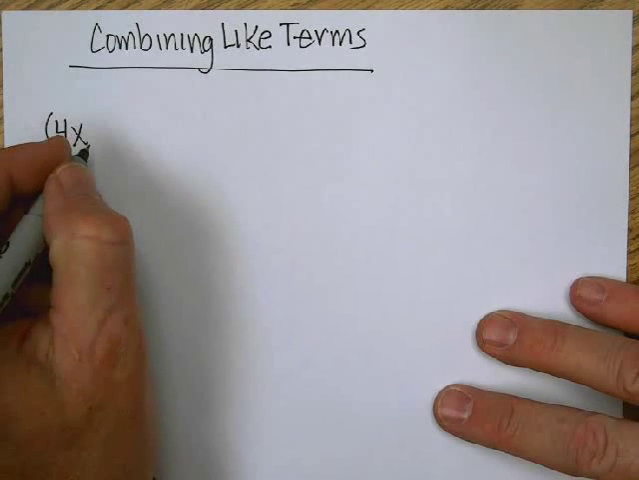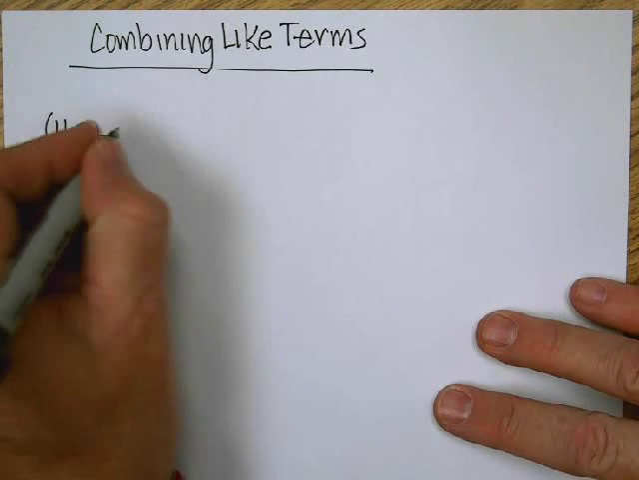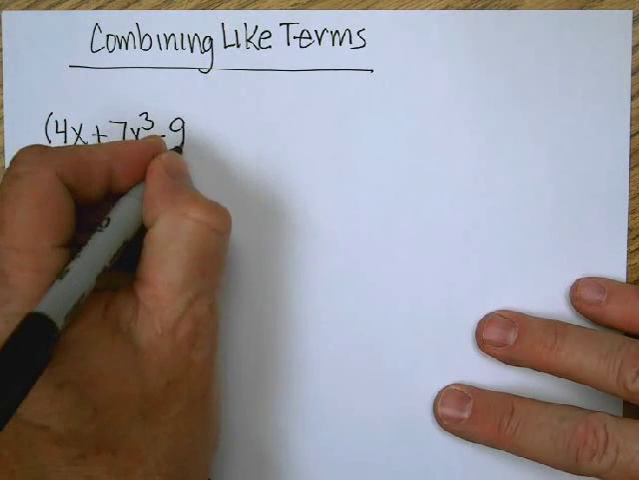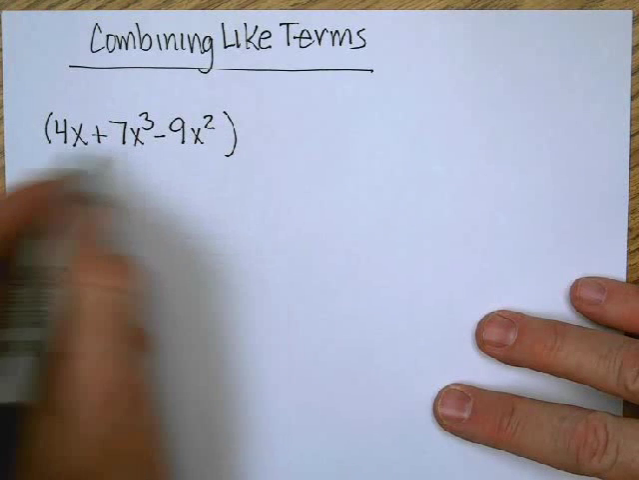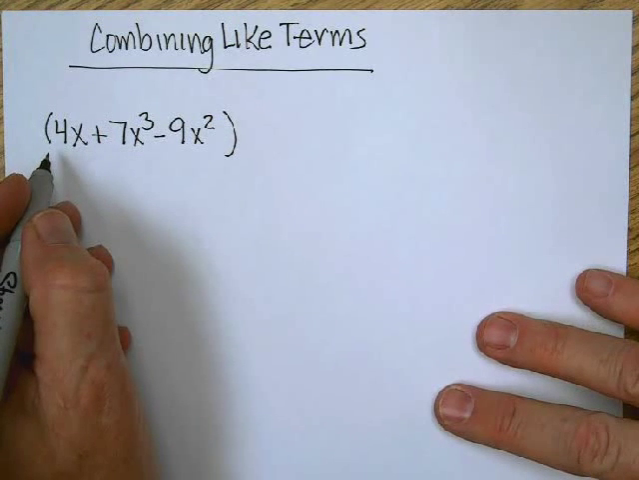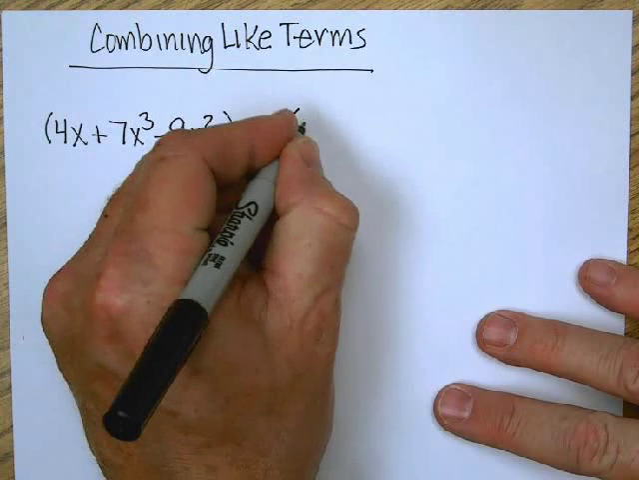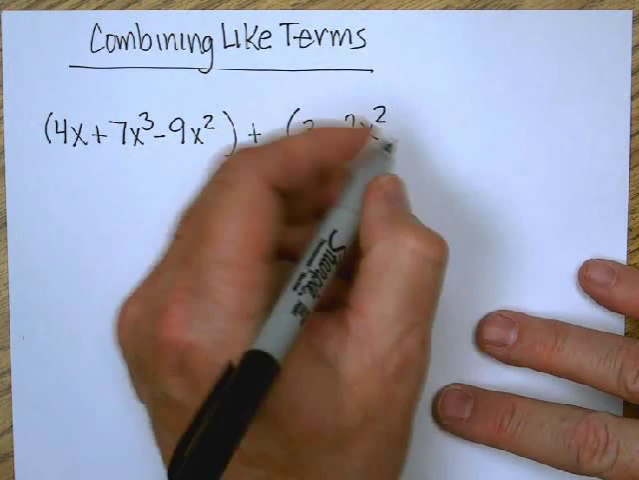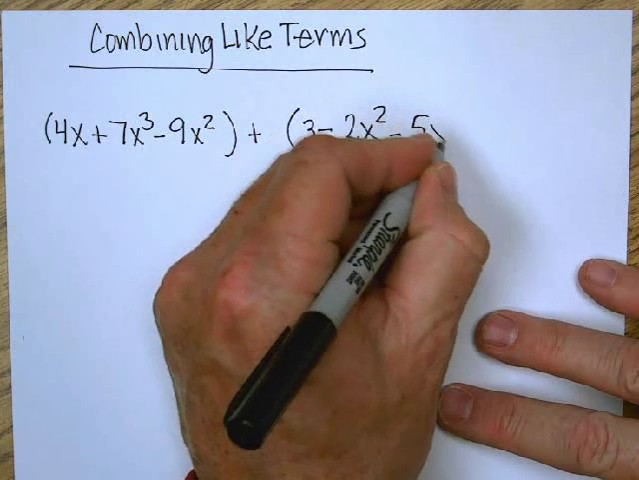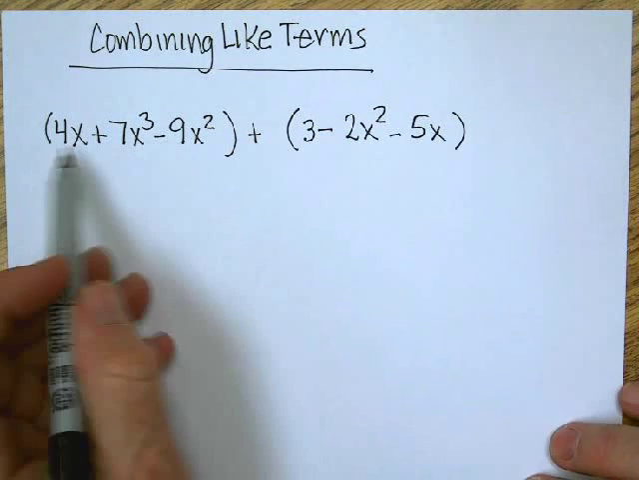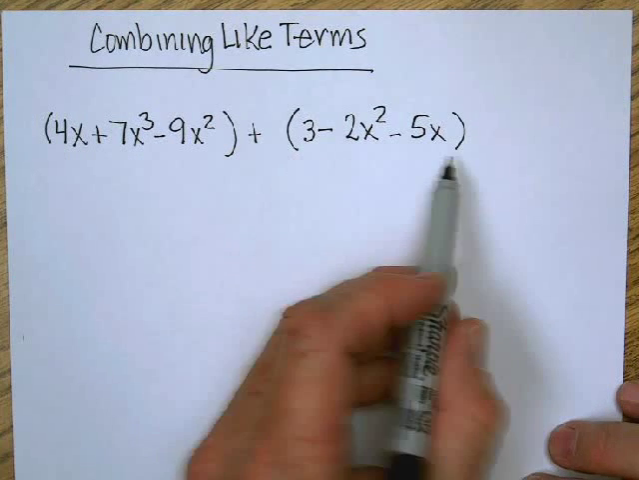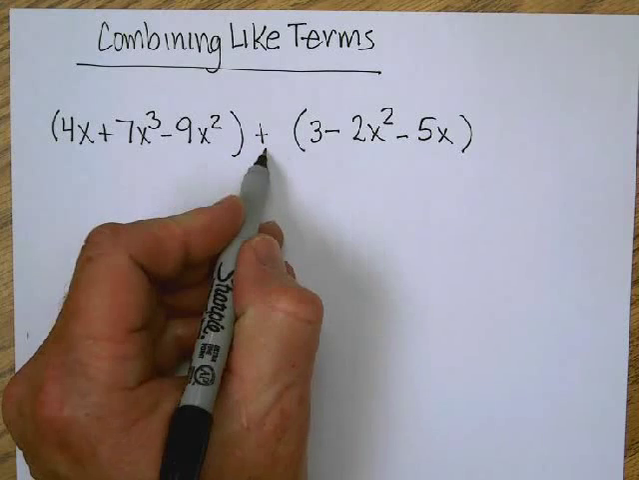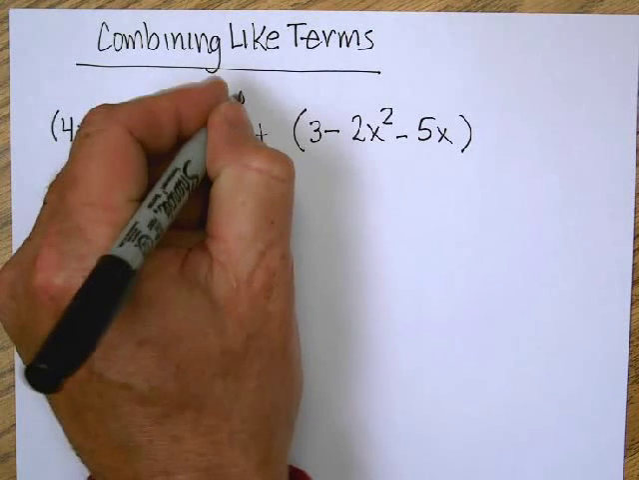4x plus 7x to the third power minus 9x squared, the quantity, so it's wrapped on both sides, plus 3 minus 2x squared minus 5x. Notice we have 3 terms here and 3 terms here. And we're going to combine terms. We look for this middle operation. This middle operation right here is addition.